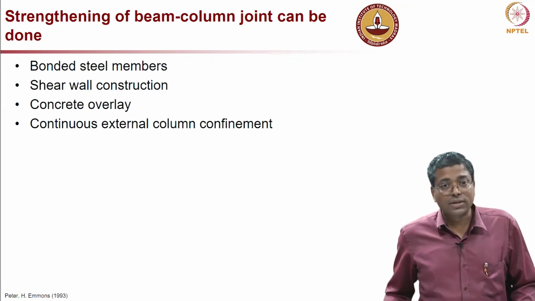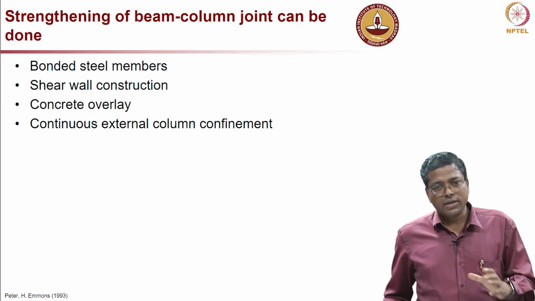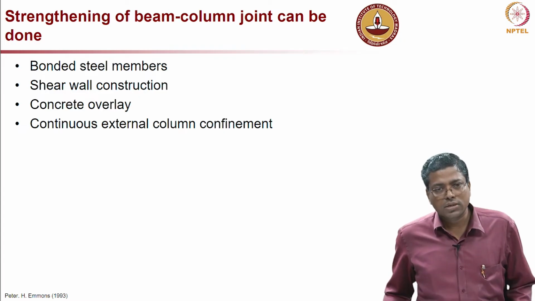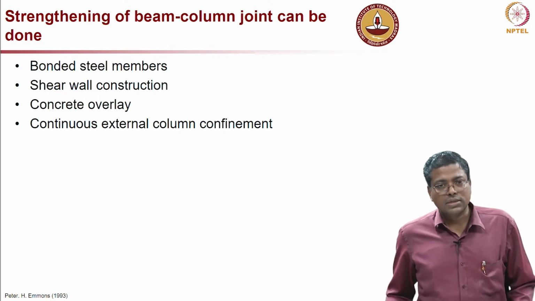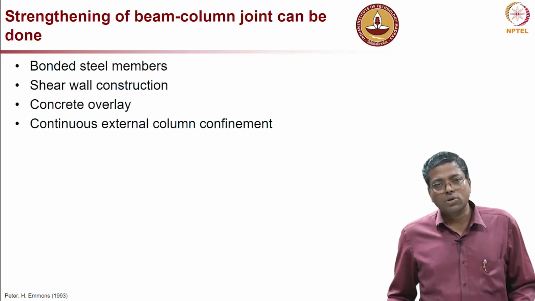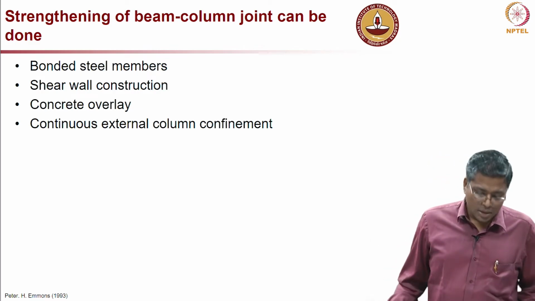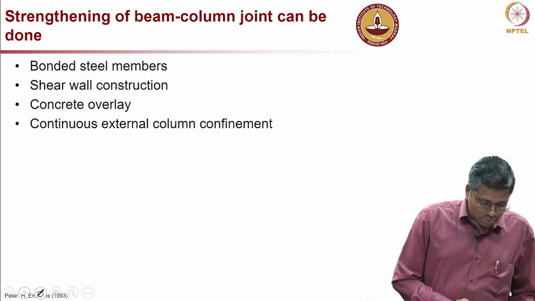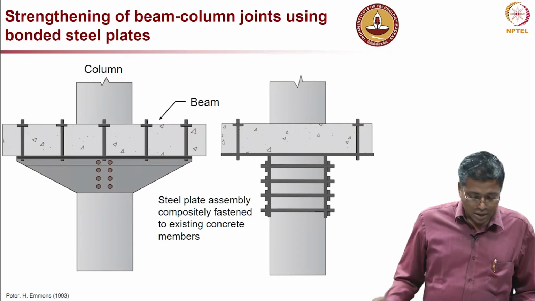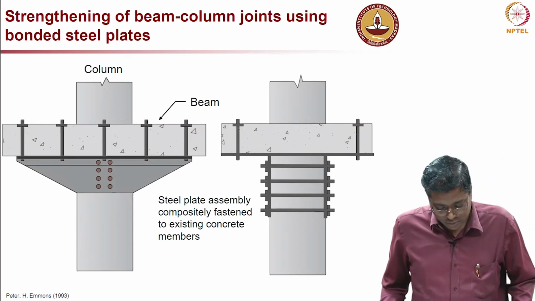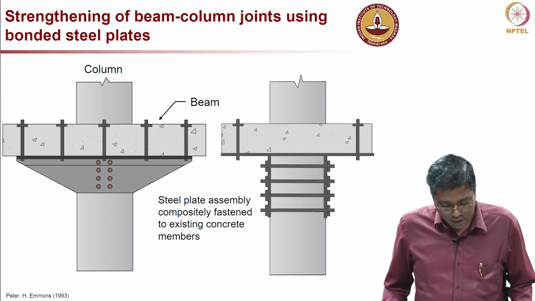Now, how to strengthen this? There are multiple ways. One is by providing a bonded steel member, another is a shear wall connection and construction, and also a concrete overlay can be placed, and also we can provide confinement. So, these are different ways by which the performance of the beam column joint can be enhanced.